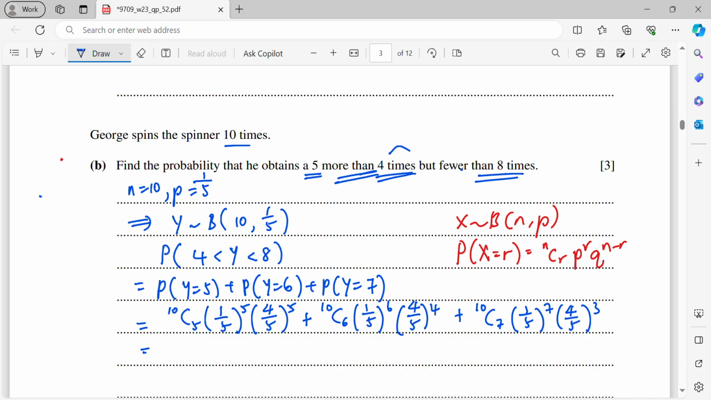Then at last, okay, so if you count all this separately, you will be getting 0.026424. I give more decimal places here as the working. Then this is the next value, and the last value is 0.0007864. Okay, and now for the final answer, I will round to 3 significant figures. That will be 0.0327. So that's the probability in part B.